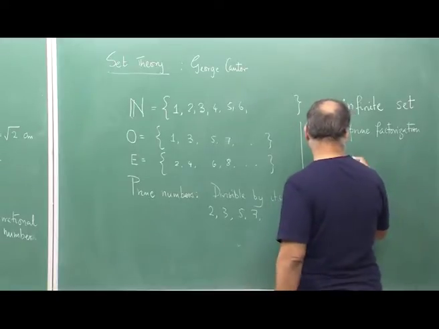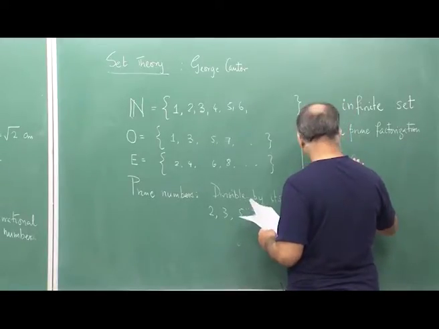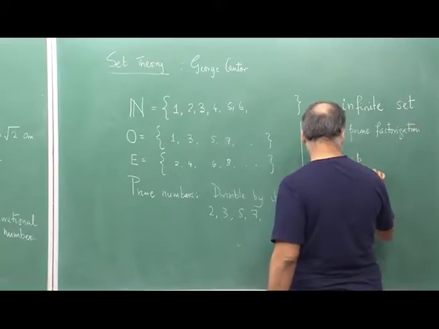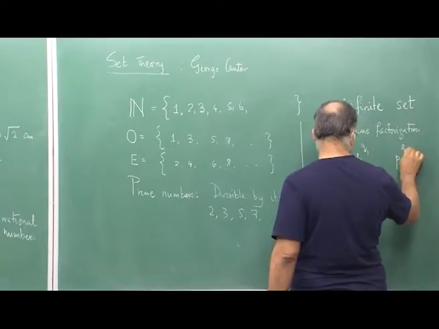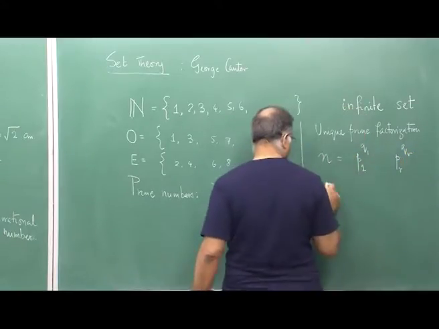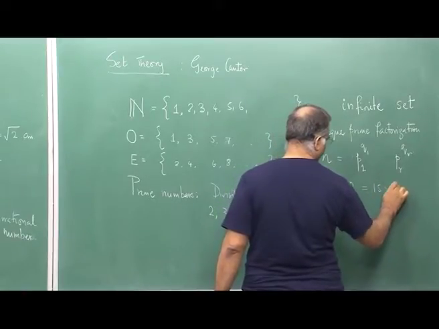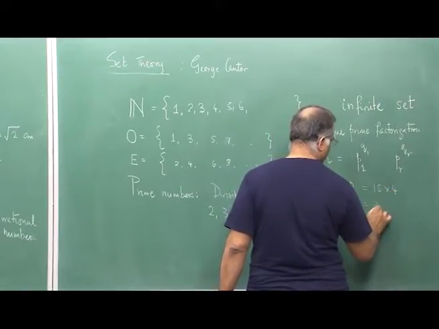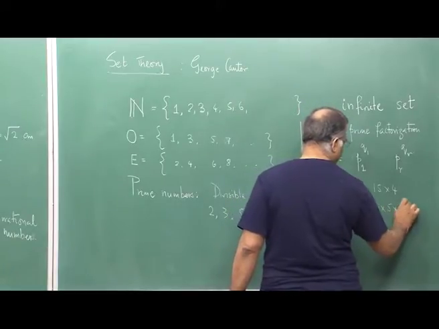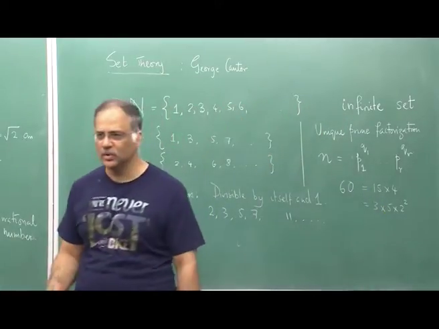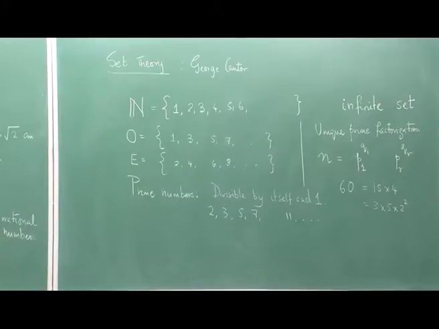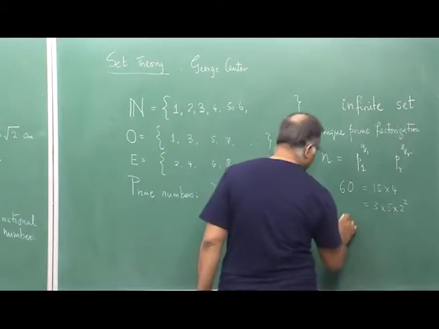For example, n can be written as P1 to the power Q1, up to PR to the power QR, where the P's are prime numbers. Take 60. 60 is 15 into 4, 15 is 3 into 5 and 4 is 2 square, that is it. So, all the numbers are prime, and this representation is unique. Now, suppose I had considered 1 to be a prime number, then 60 could have this representation.